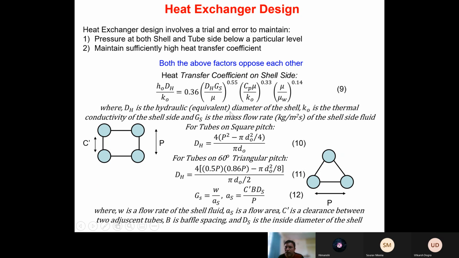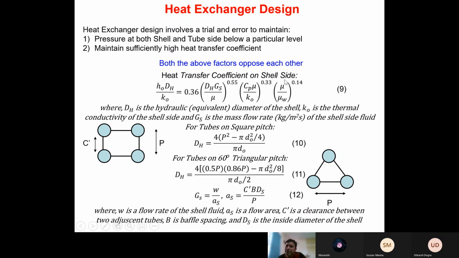So the heat transfer coefficient we have to calculate both on the shell side as well as the tube side. Once we get the heat transfer coefficient on the shell side and tube side, remember that the shell side heat transfer coefficient and the tube side heat transfer coefficient depend on how many passes you are using. Whether it is a 1-2 pass, a 2-4 pass, or a 2-6 pass heat exchanger, depending on that you will get a different heat transfer coefficient.